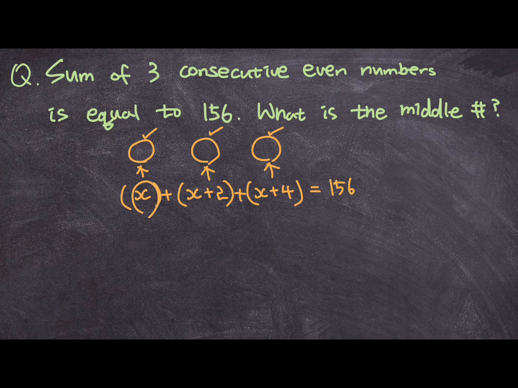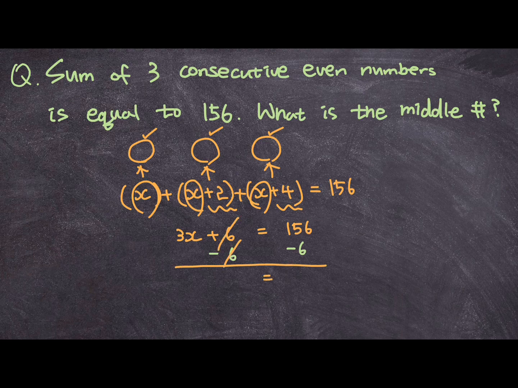I have 3x and 2 and 4, which is equal to 6, and 156 on the other side of the equation. I'm going to get rid of the integer term from the left side of the equation, and I'm going to end up with 3x and 150. And if I divide both sides of the equation by the coefficient of 3, I'll be able to say that x is equal to 50.